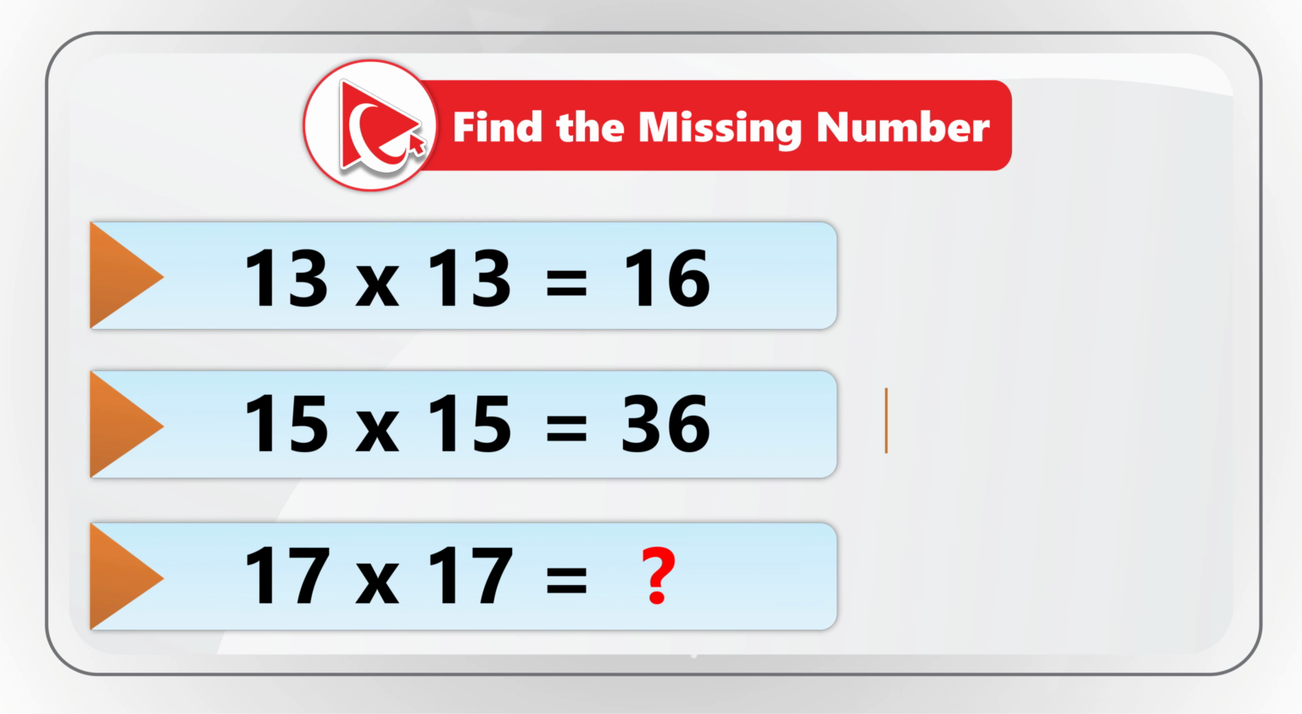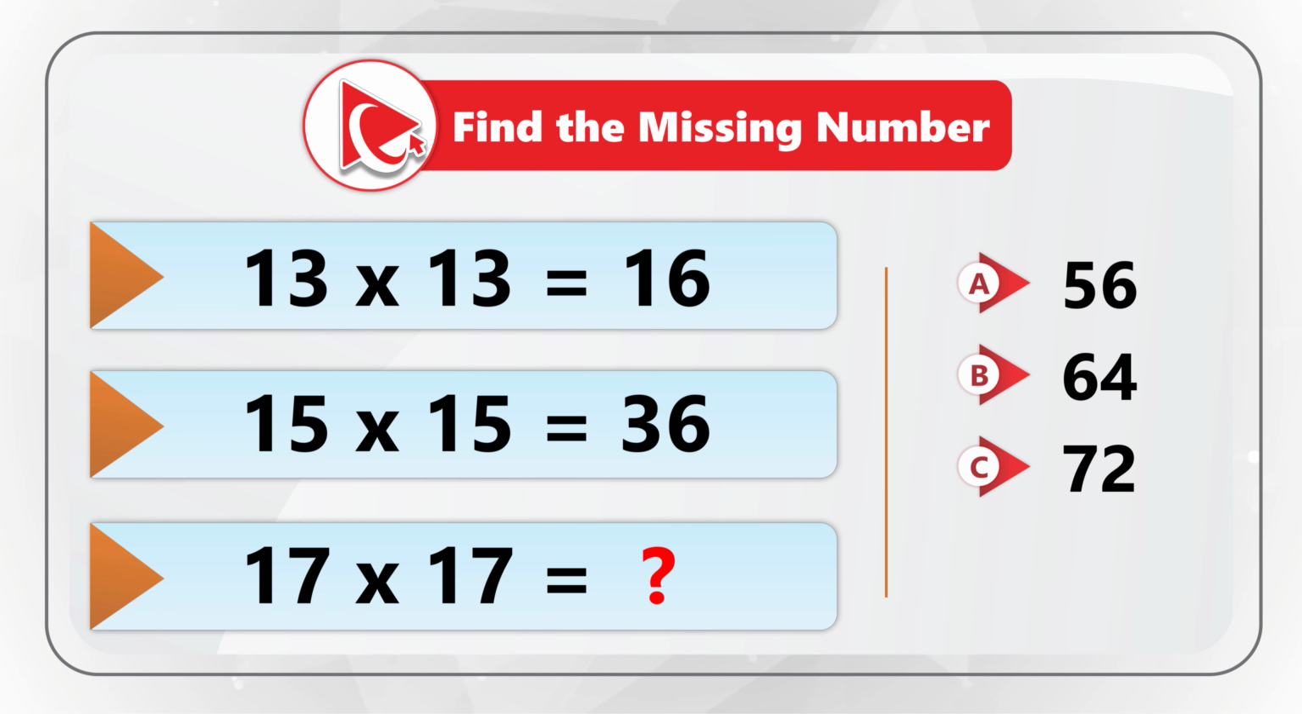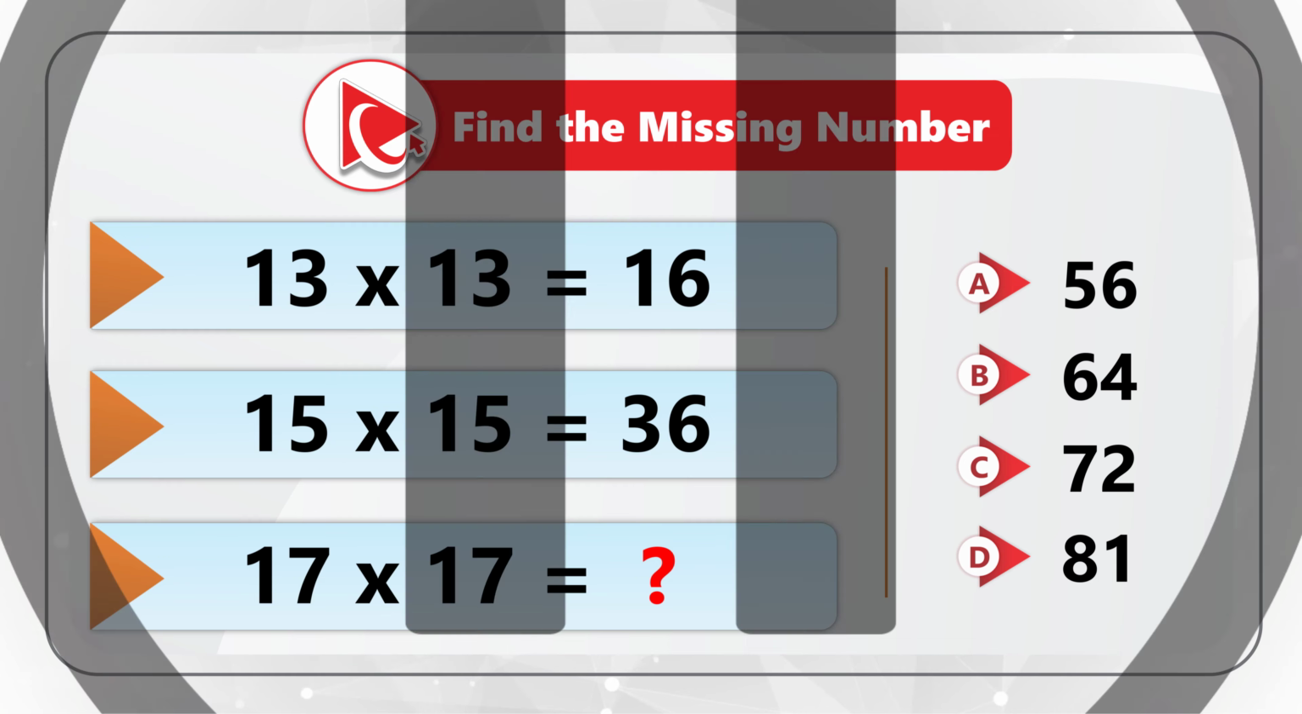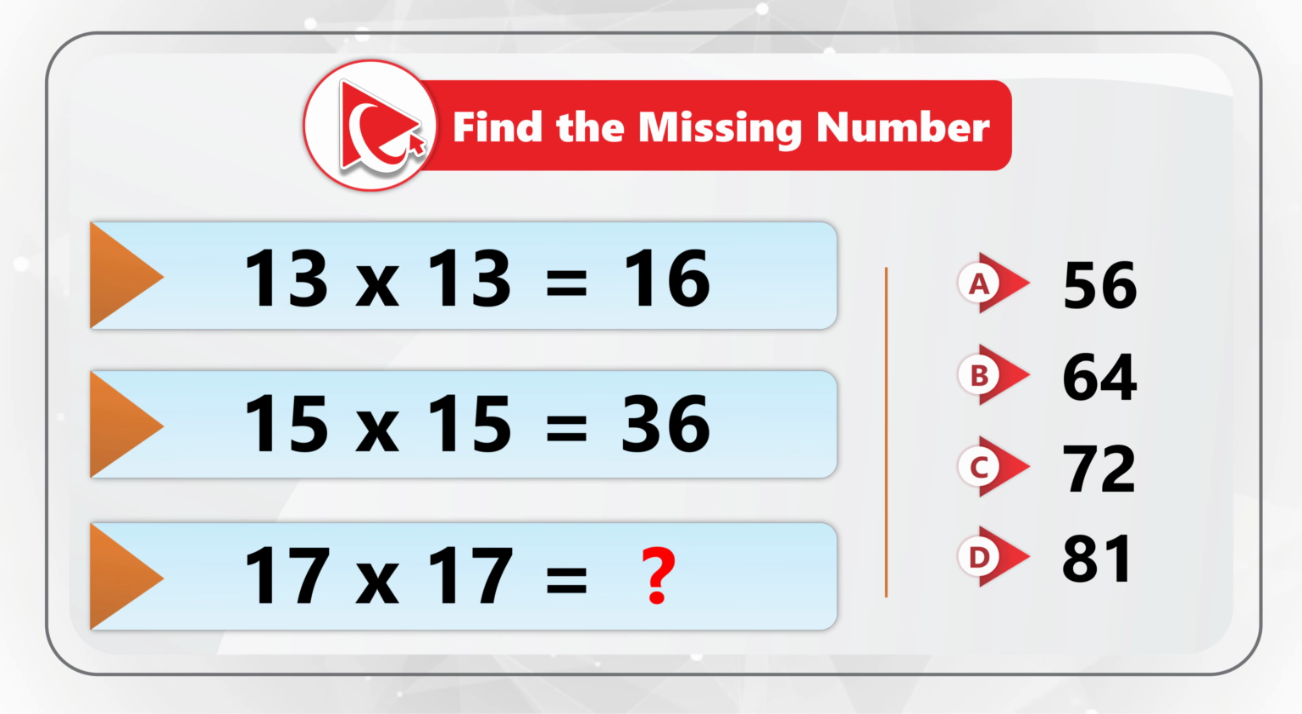You have four different choices to select from. Choice A, 56. Choice B, 64. Choice C, 72. And choice D, 81. Take a close look. Maybe pause this video to see if you can come up with the answer.